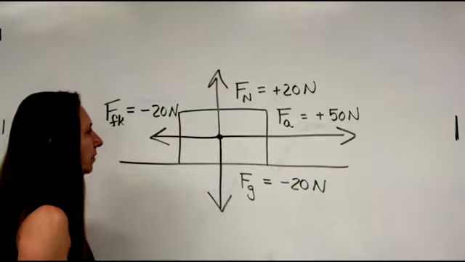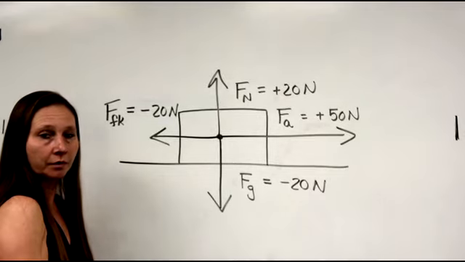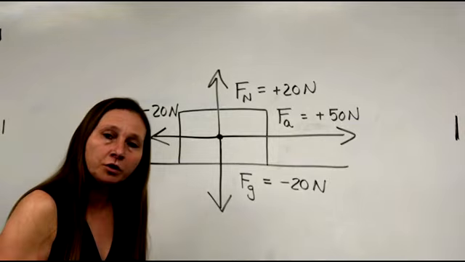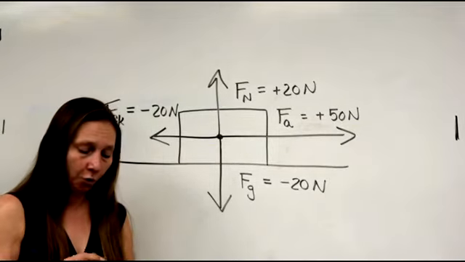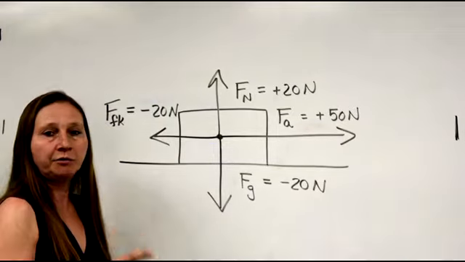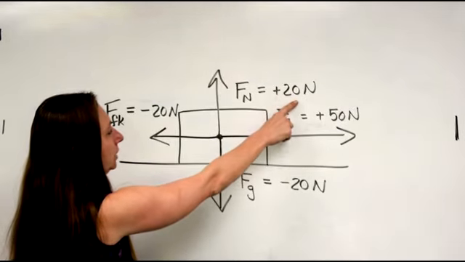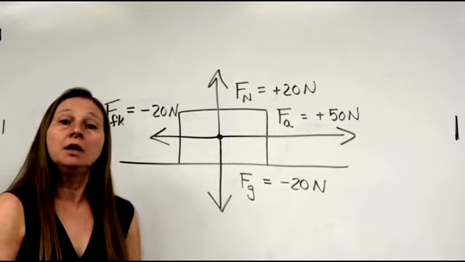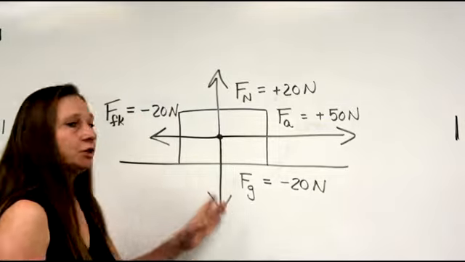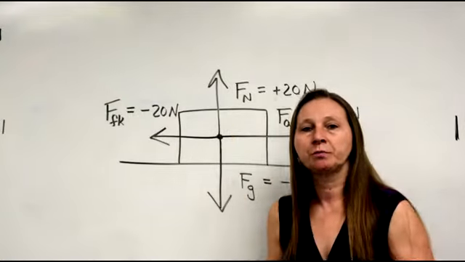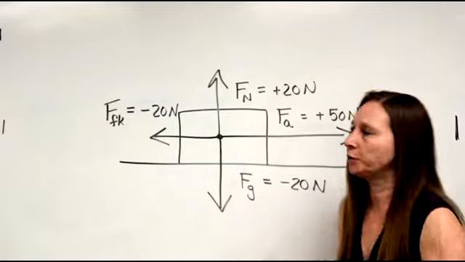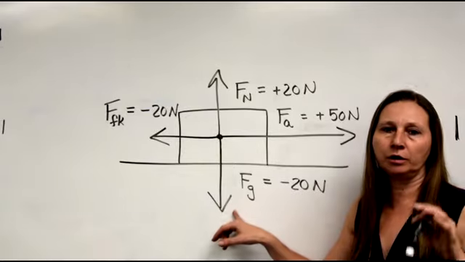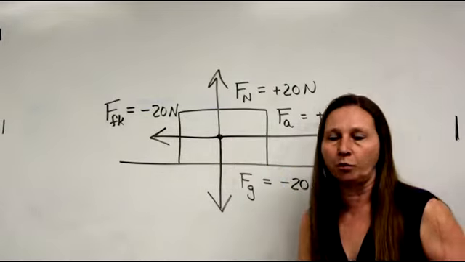Now, we're going to calculate the net vertical force and then the net horizontal force. The net vertical force here, if you add up all the vertical forces on the box, is going to be 20 plus minus 20. 20 minus 20, the net vertical force here is 0. Now notice, net force is not a brand new force. We're working with other forces that we already learned. We're working with the gravitational force and the normal force.